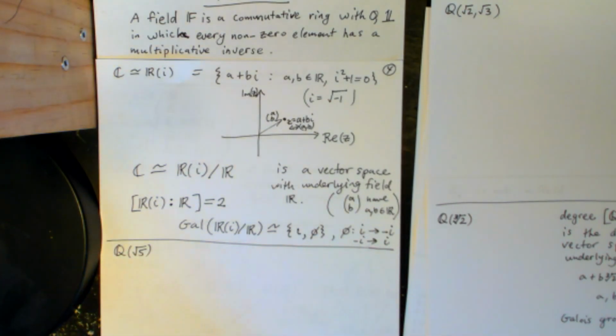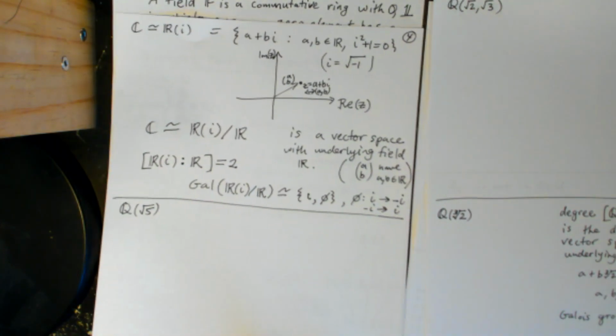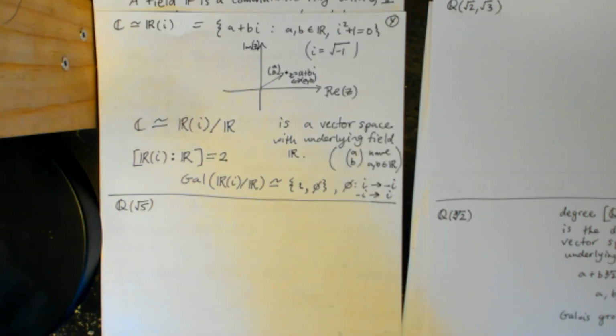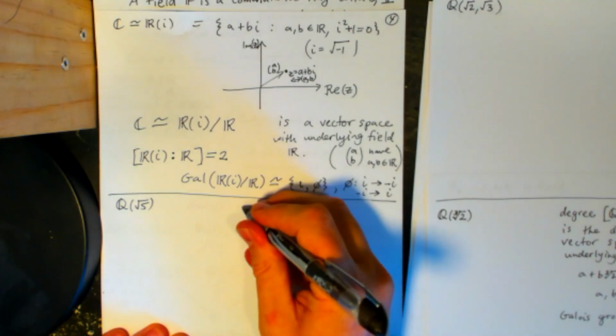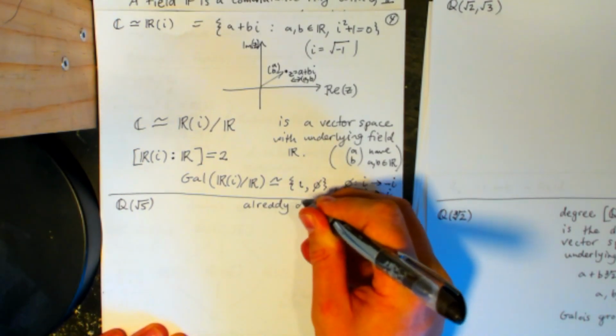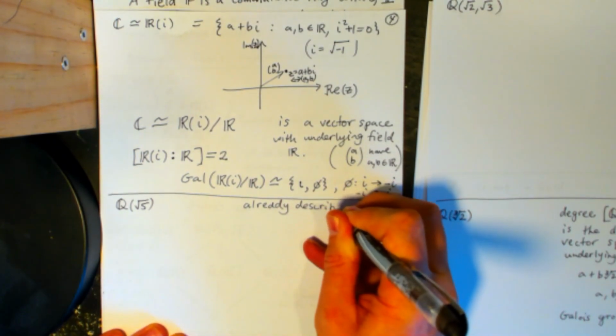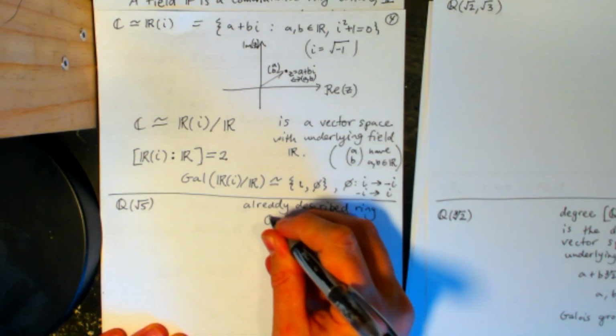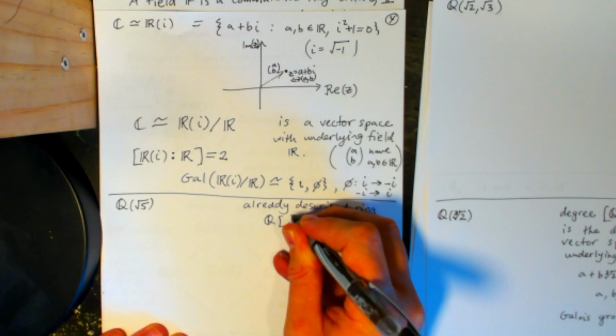Okay. Next, let's have a look at the rational numbers adjoin the square root of 5. So I've already described the ring Q square bracket root 5.